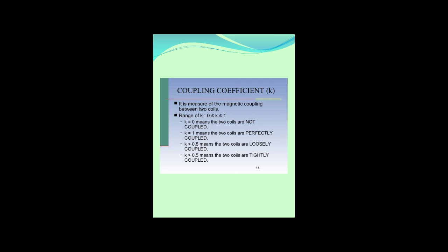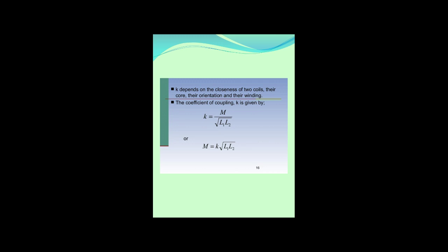Coupling means linking of flux of both the coils. It measures the percentage of flux which links with both the coils, or flux of coil 1 linked in coil 2. If K is equal to 1, it means flux of coil 1 is completely linked with coil 2. The value of K depends on the closeness of two coils, their core, their orientation, and their winding.